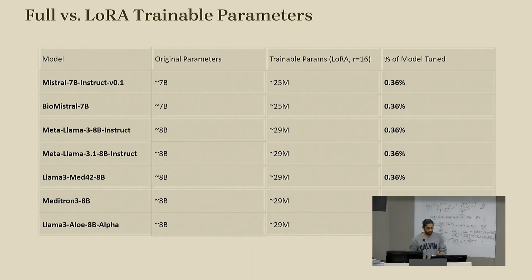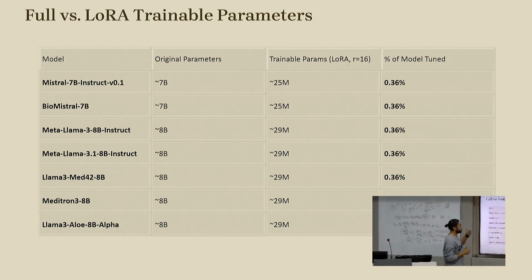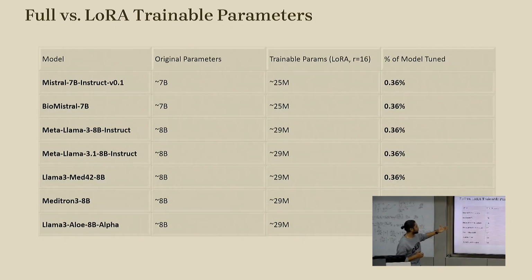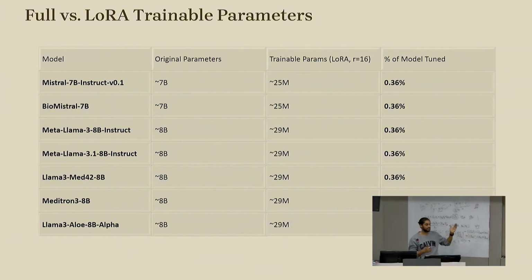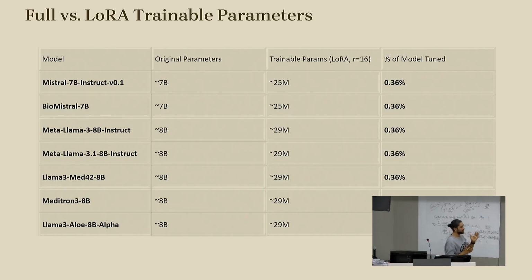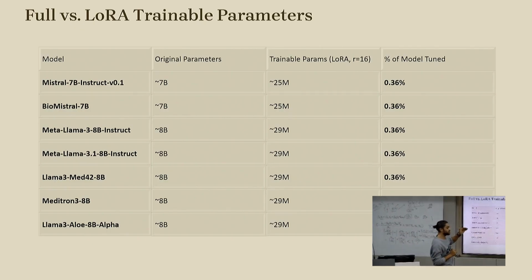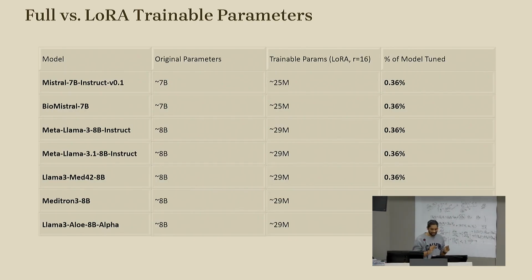So this is the comparison of the full version and the LoRA parameters, after optimizing the model by running LoRA. Before that, you can see all the models are approximately 7 to 8 billion parameters. But after implementing LoRA with rank 16, I'm using only 25 million to 29 million, which is only 0.36% trainable parameters. This makes training extremely efficient while achieving high accuracy. This is one reason why we use LoRA instead of full training.